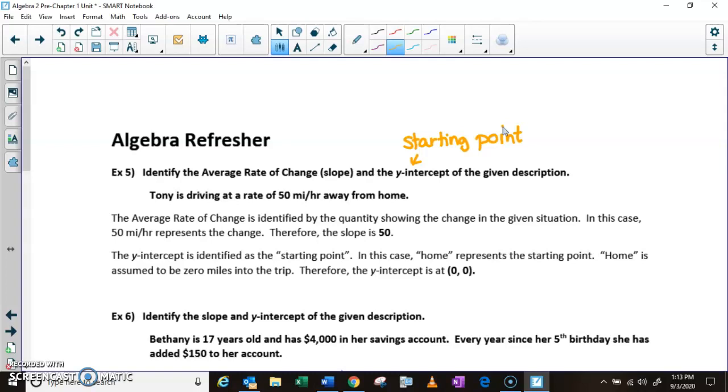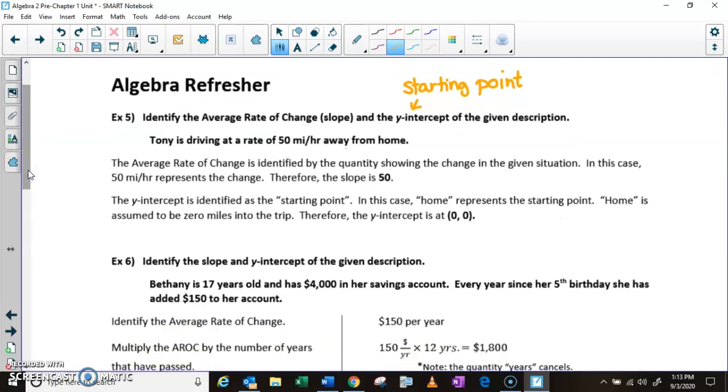of a race. So our first example, Tony is driving at a rate of 50 miles per hour away from home. So our story is about Tony. His average rate of change is identified by the quantity showing the change of the given situation. In this case, the 50 miles per hour is representing that change. That is talking about the slope. So here the slope is representing 50. And this is a positive 50 because we are increasing up to 50. It's not negative because I can't be slowing down. So the slope in this case is 50.